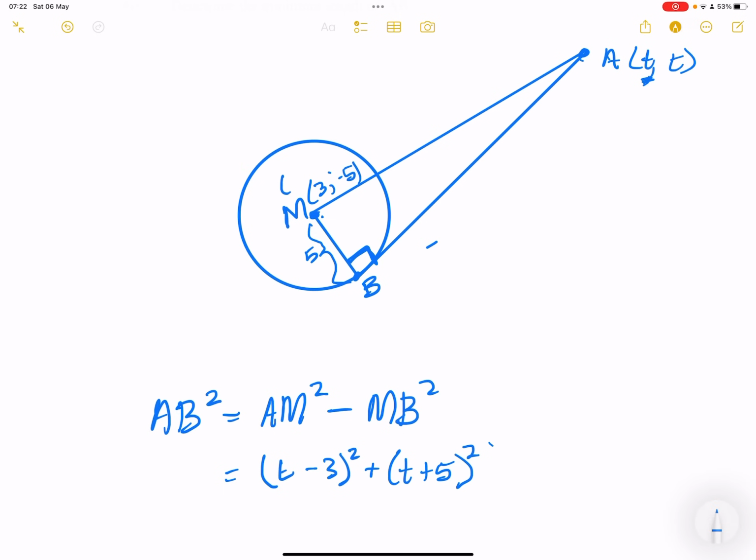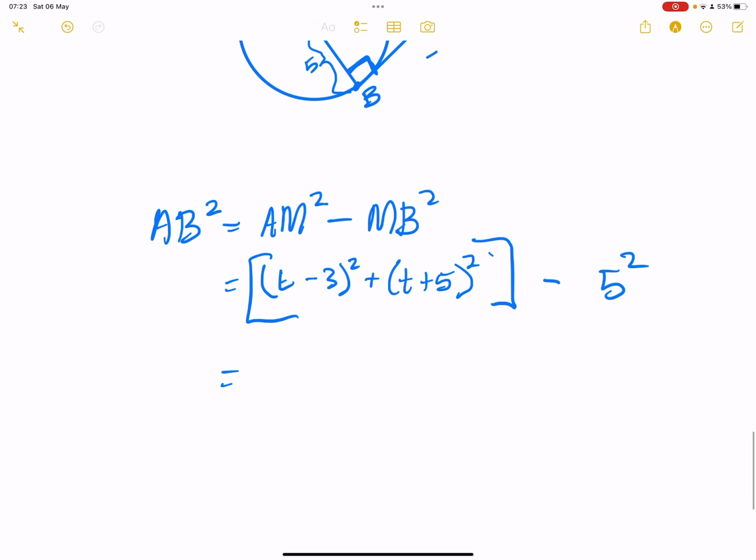So that's minus, I'm still going to put it in brackets so that we can work through it separately, minus the distance MB, which is going to be 5 squared. Let's try and work that out. That would give us t squared minus 6t plus 9. Please remember, ladies and gents, when you are squaring brackets, it's this one squared, this multiplied by that, multiplied by 2, which is minus 6t, and then the outer one squared as well.